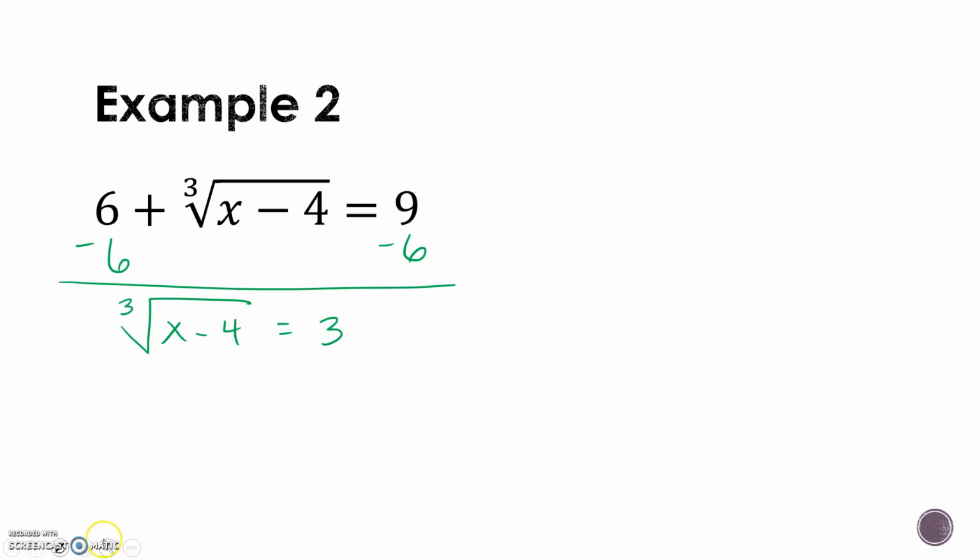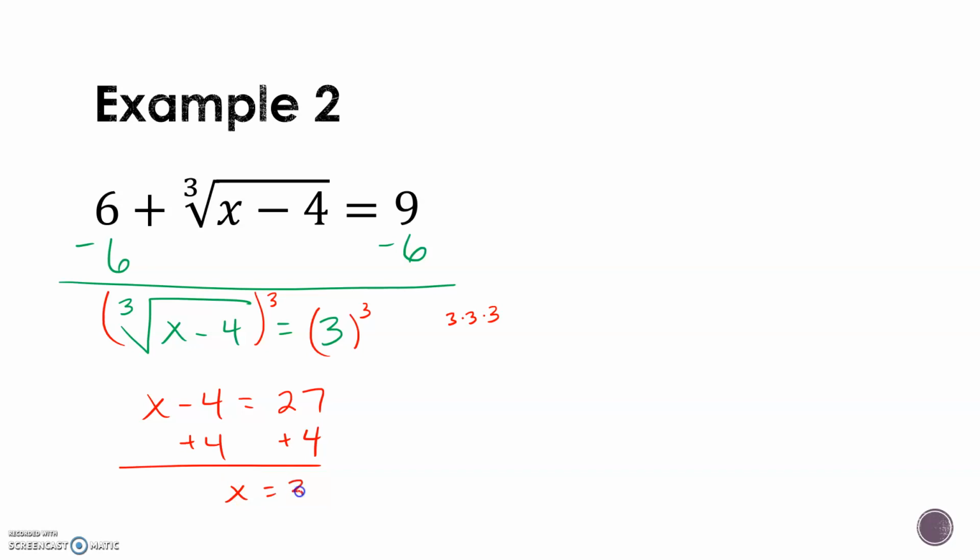Now the inverse of a cube root would be to cube. Cubing a cube root cancels out, so x minus 4 is equal to, now 3 cubed is not 3 times 3, it's 3 times 3 times 3. So that is 27. And then we add 4, and x is equal to 31.